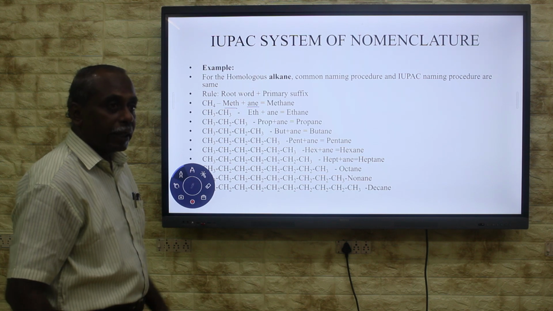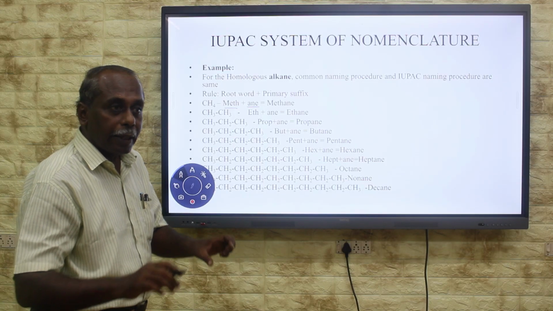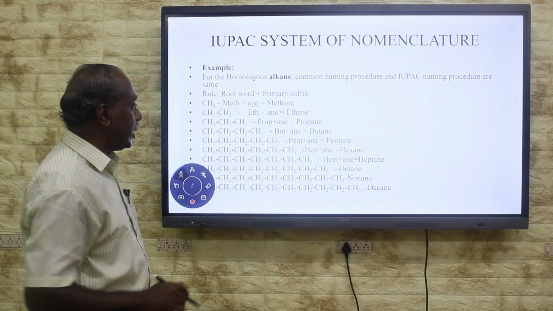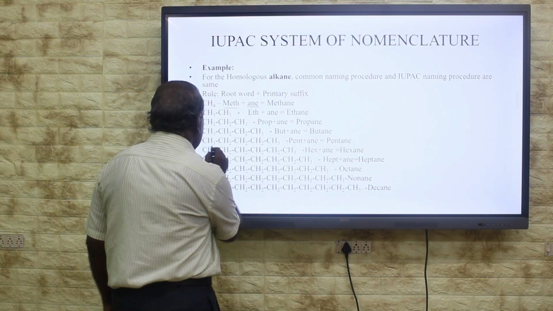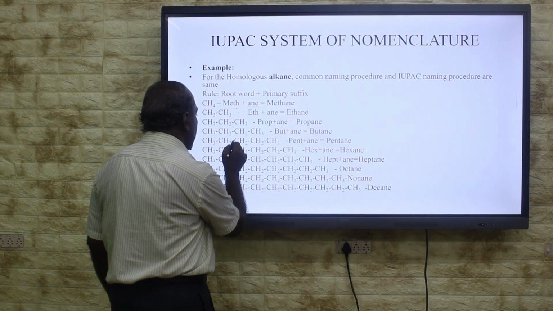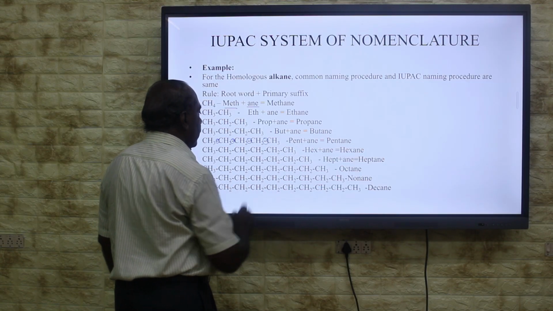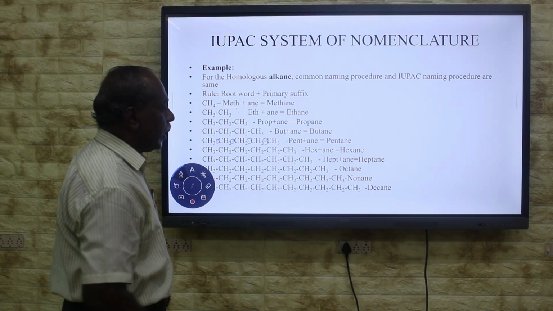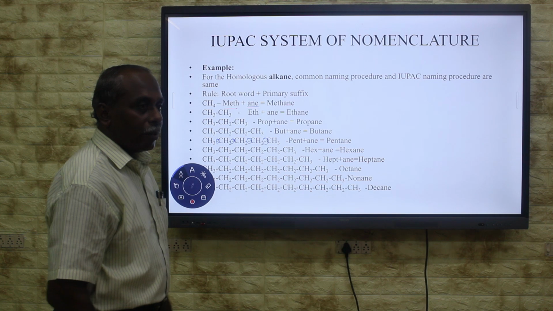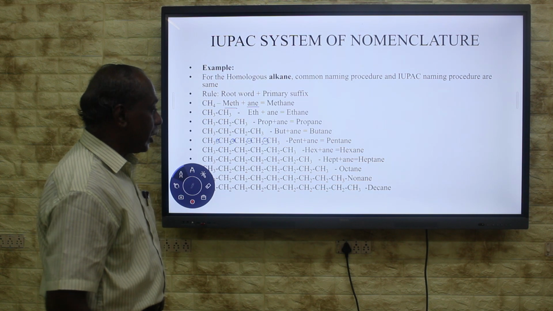Prop indicates 3 carbons connected by single bonds, propane. But indicates 4 carbons connected in a chain by single bonds, and ANE indicates they are connected by single bonds. Pentane has 5 carbons connected in a chain by single bonds. The single bond is indicated by ANE. In a similar manner, we can write the IUPAC name for 10 carbons or more than 10 carbons with the help of this nomenclature.